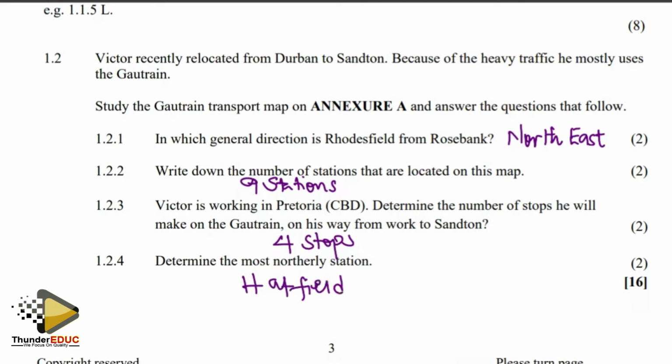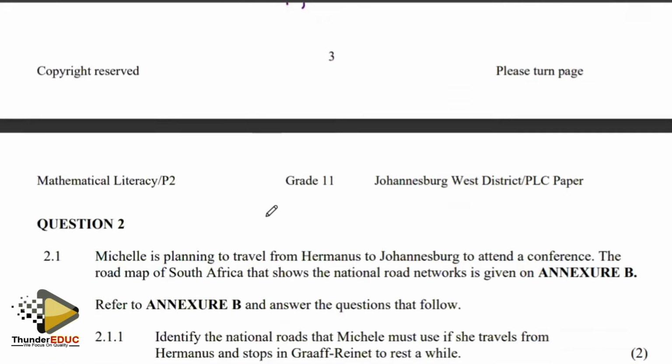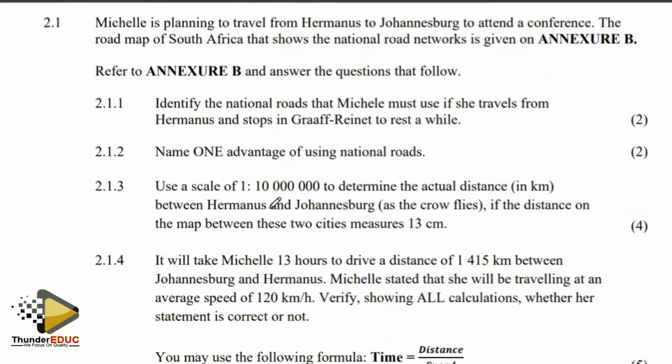Name of the train station is Hatfield. That marks the end of question number 1. Look at question number 2. Question number 2. Michelle is planning to travel from Huntsman to Johannesburg to attend a conference. The roadmap of South Africa that shows the national road network is given on Annexure B.